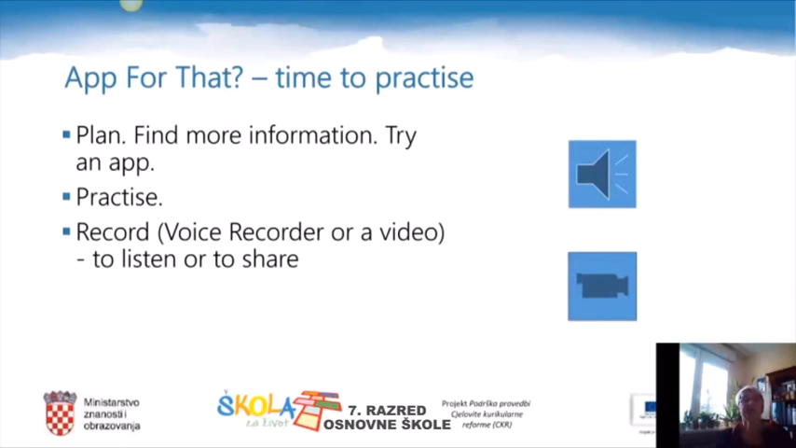How do you do it? First you plan. What are you going to say? Then if you don't have enough information, you can go back to the dialogue. You can go to the internet and search for some more information. You can try your app once again to check for some information. Then you practice. Practice saying your 5 to 6 sentences, and then you record your talk. You can use the voice recorder, or you can make a video.